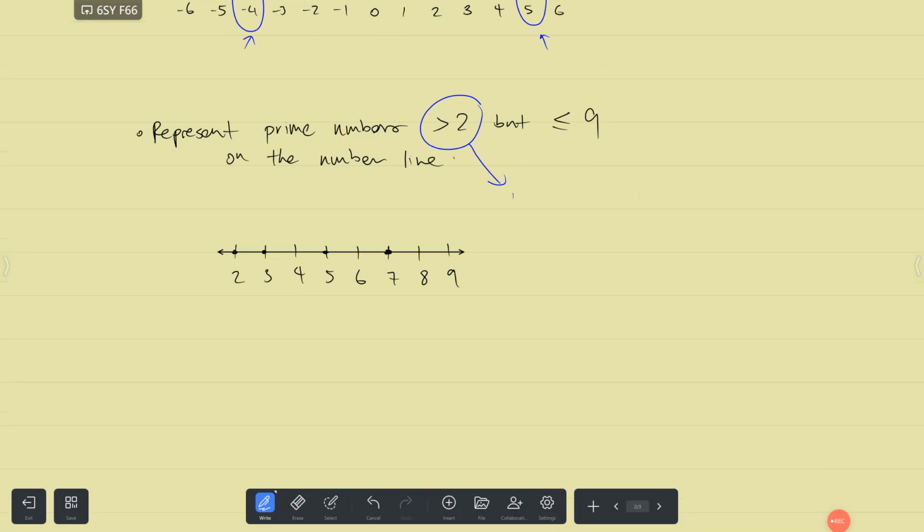The reason why this is wrong is because if you look carefully here, it says that it is more than 2. So if you look over here, this will be wrong, because if you're more than 2, you cannot include 2. So your final answer should not include 2, and it will look like the following. There's only 3, 5, and 7 on your number line that are prime numbers. So that's it for this section. Thank you so much.